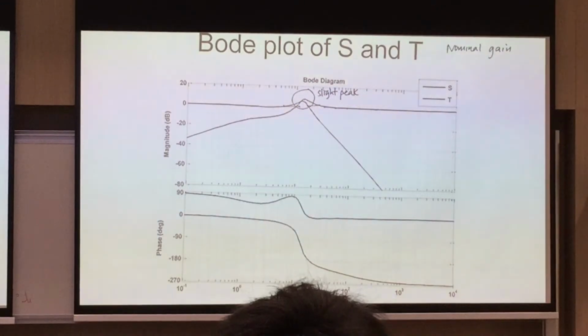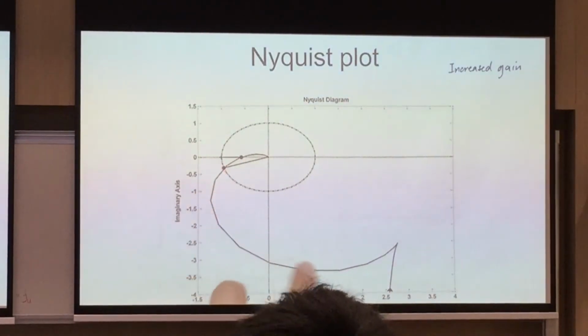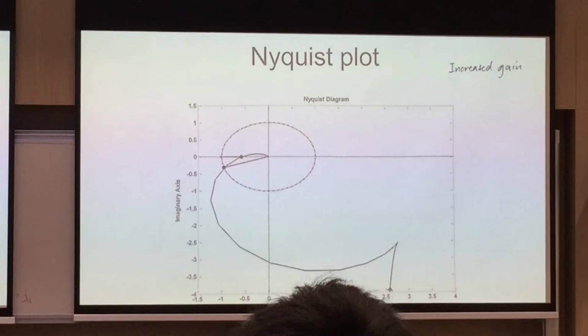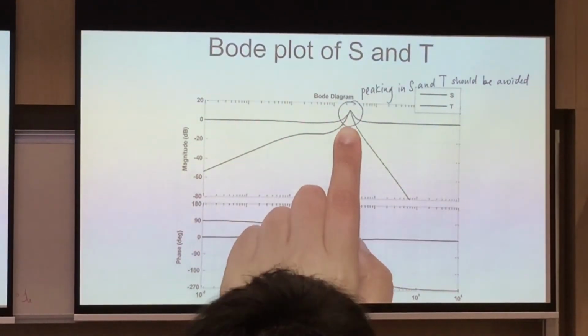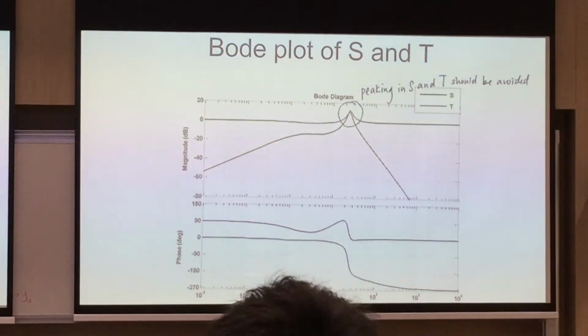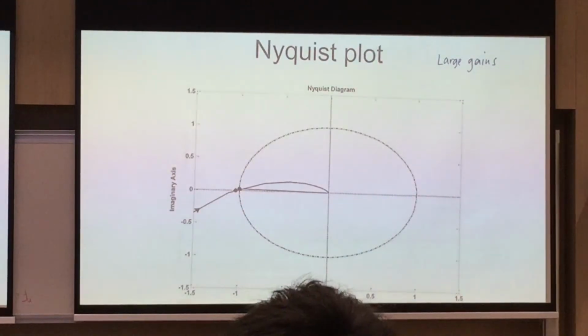If you increase the gain of your controller, in this increased gain scenario, you see that the Nyquist plot is now magnified. And what do you see for the Bode plot of S and T? You see a more significant peak in S and T. If you increase the gain even further, the next slide shows the large gain case. In fact, we are very close to the -1 point here.